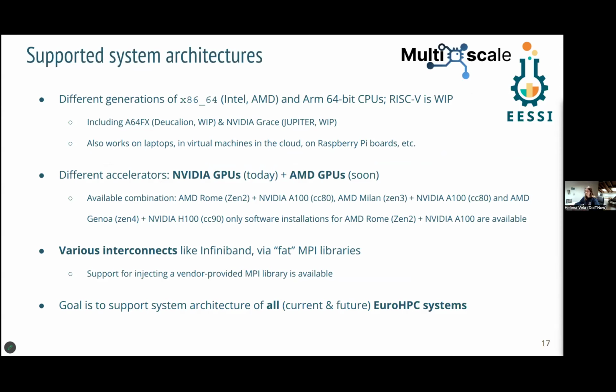And what architectures do we support? Well, the generic ones like x86-64, also specifics for Intel like Skylake, Ice Lake, and all the lakes. Also AMD's Zen 2, 3, and 4, and the ARM64 CPUs. Also, we have a RISC-V repo, which is growing every day, but it's still a work in progress. And for accelerators, we have these combinations. But it's basically the Zens, the AMD ones, with different NVIDIA GPUs. And we do not only support different architectures, but also different network technologies like InfiniBand. And the goal is to support the architectures for the current and future EuroHPC systems.